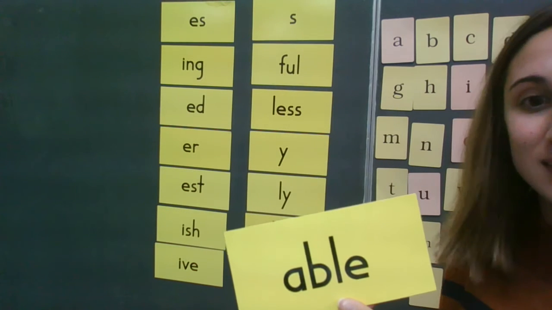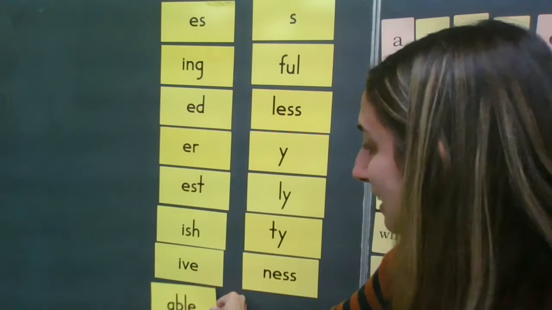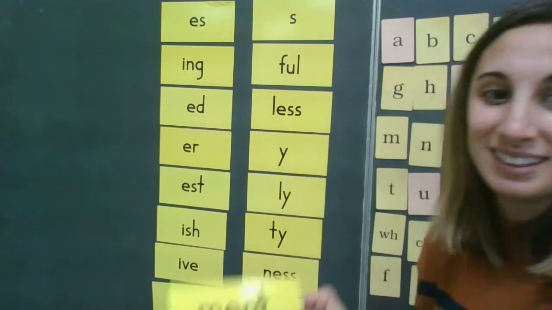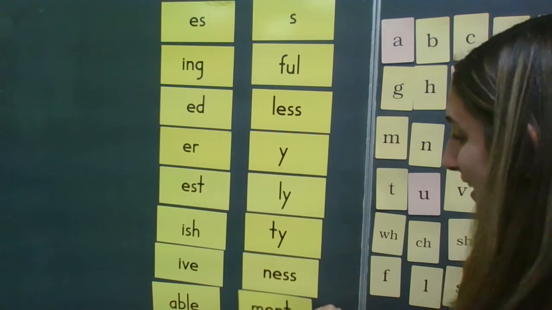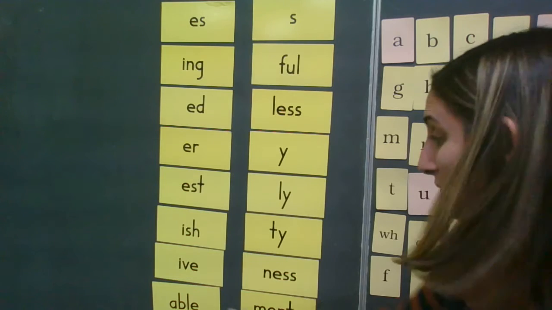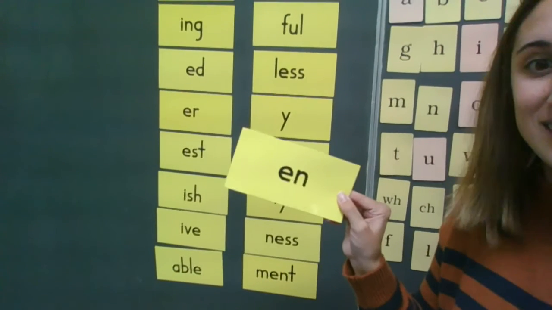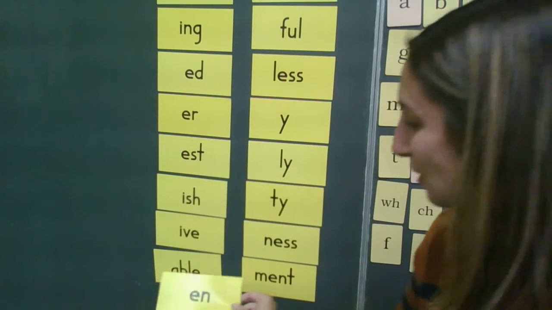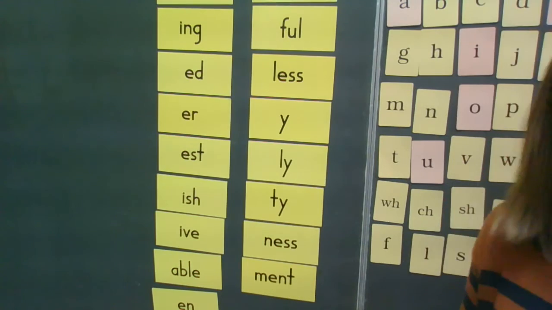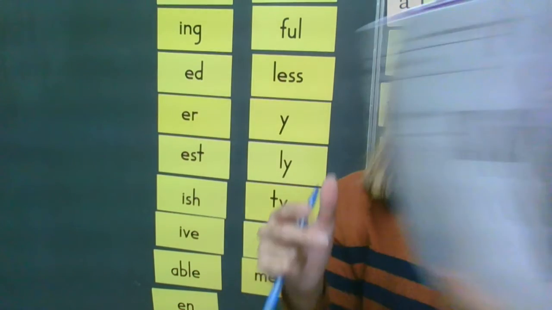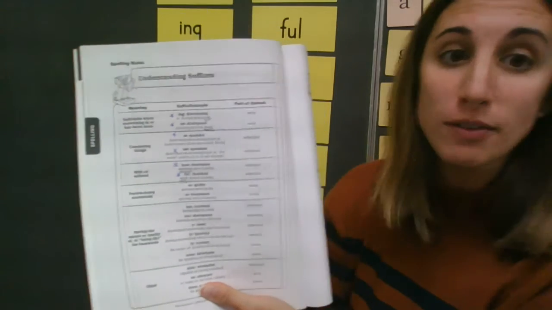Here's another one. It is able. Right. It starts with a vowel. It's going on the vowel side. Next one. Meant. Right. Going on the consonant side. And last but not least, oh boy, we have a tiebreaker coming. Is it a vowel? Is it a consonant? It is en. It's a vowel. So technically we have one extra vowel suffix than consonant suffix. Great work.